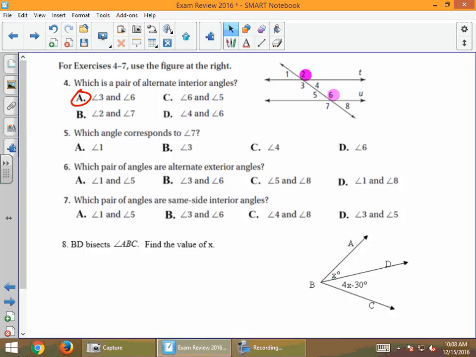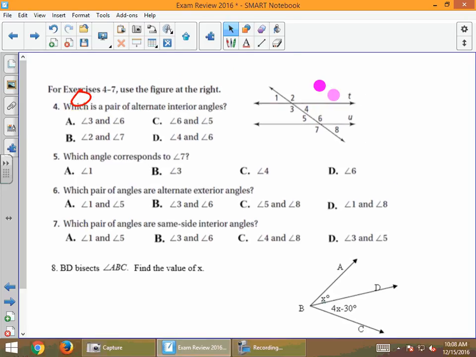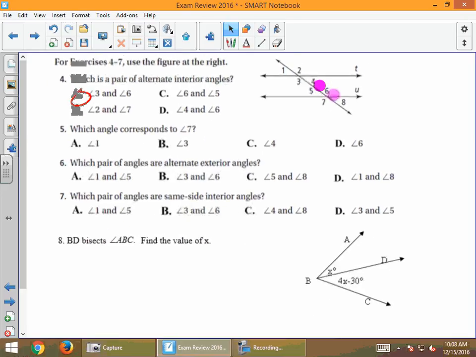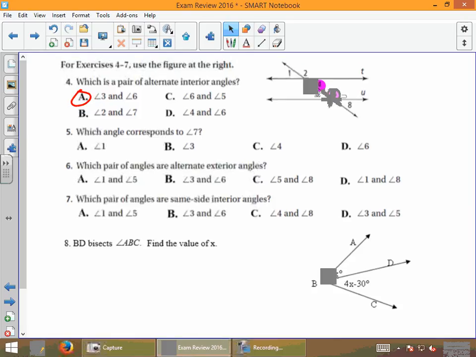6 and 5. Both inside, but are they sitting on the parallel lines? No. Special notes for that. 4 and 6. They're both inside, but they're alternate. Alternate means on opposite sides. They're on the same side. So it's not going to be those. Oh, I thought I could grab both of them at once. Can't do it. All right, let's look at the next one.